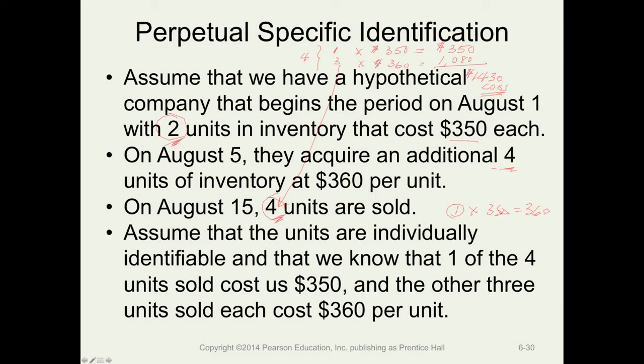And we know that if we sold 1 out of the beginning inventory, there is 1 left at 350. And we're identifying them specifically. So we've got 710 as our ending inventory. Ending inventory is 710. Cost of goods sold is 1430. Now, we can see this on the table.